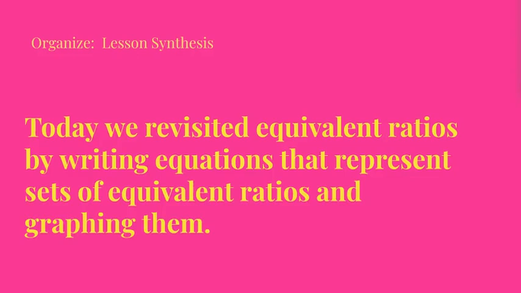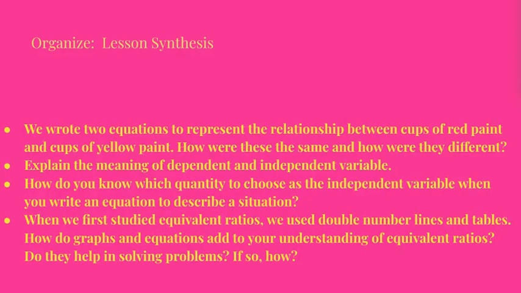So we revisited equivalent ratios by writing equations that represent equivalent ratios and graphing them. We talked about equations and relationships between cups of red and cups of yellow paint. How are they the same and how are they different? So the equations used the same letters and numbers, but in different ways. In one, we had 3 halves, whereas in the other one, when we were talking about yellow as the independent variable and going to red as the dependent, we had to use 2/3 to still make it work correctly.